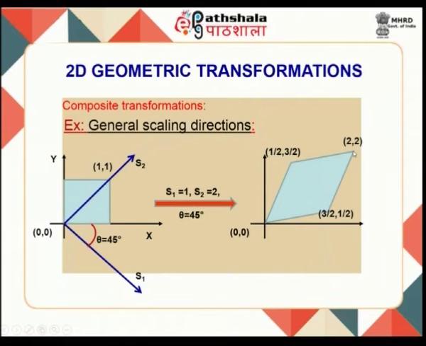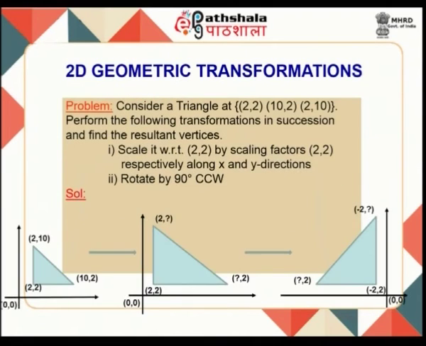The (1,1) vertex has become (2,2) now, because 2 is the scaling factor along that direction, but along the other direction, the other 2 vertices have become (1/2, 3/2) and (3/2, 1/2). So, this is actually a change in shape. That is what we have achieved here at the end.